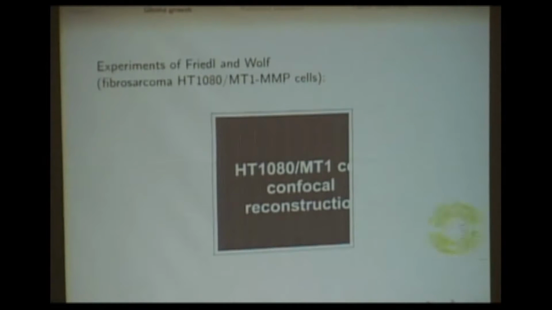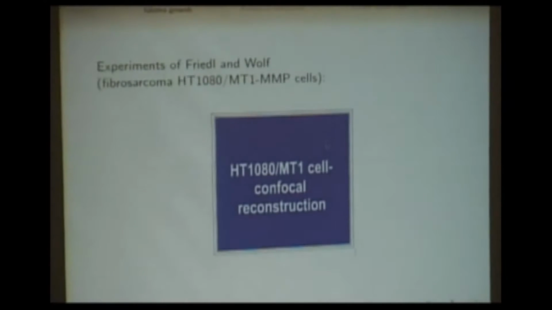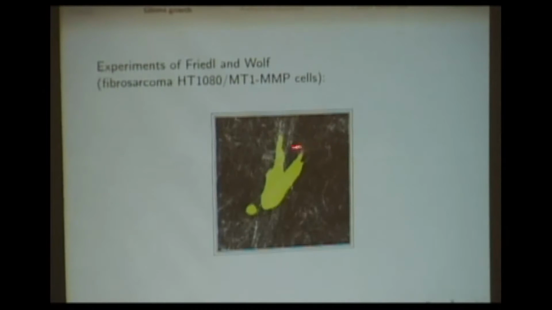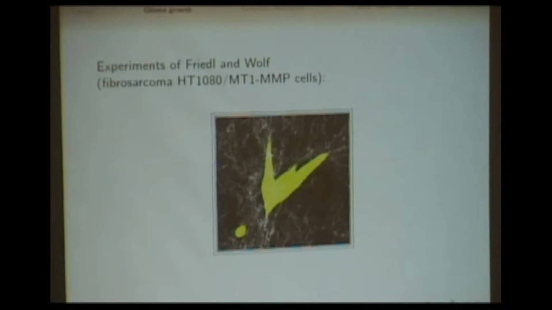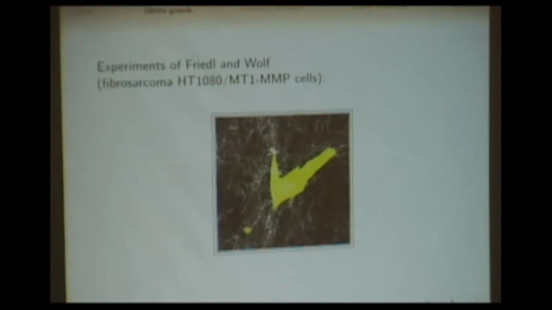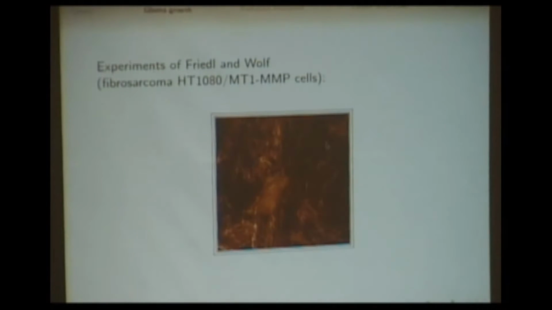So here is an experiment done by Friedl and Wolf on fibrosarcoma cells. It shows one cell moving in such a fiber network. It is a rather short movie, but let me get it started. So you see a green cell, and then this gray background are the collagen fibers, and the green cell is moving around and is pulling and pushing on the fiber network. And it's also rather aligned to the fiber network. And then here in this slide, you can see where it degrades the fibers where it came from. So there's a little kind of a hole or a tunnel.